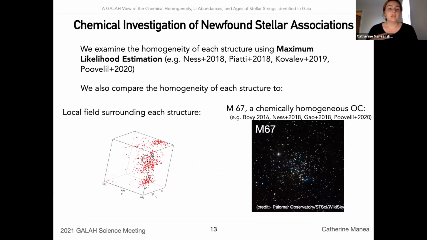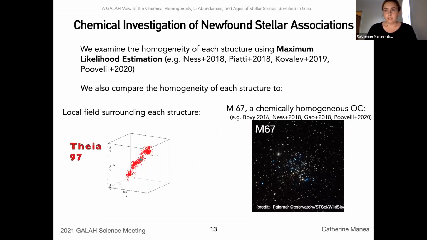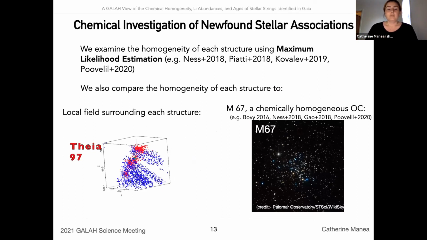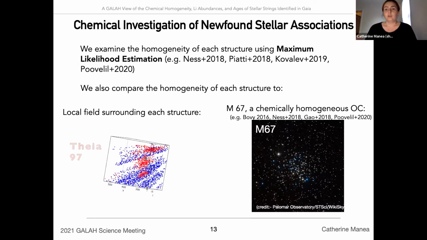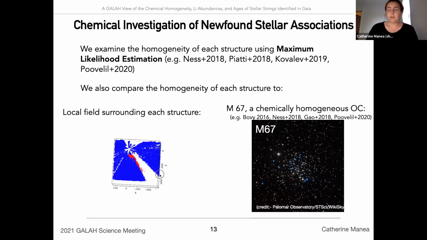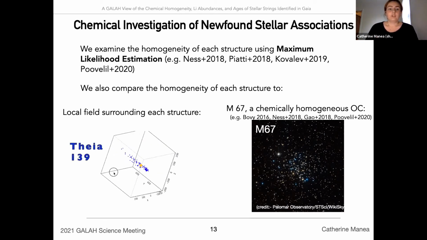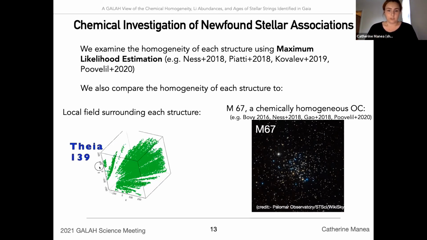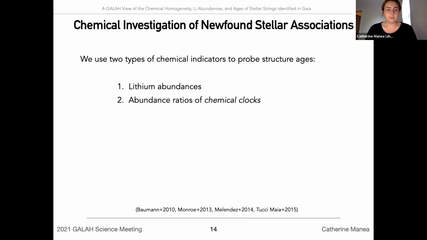So again, we use the method I described earlier of maximum likelihood estimation, which we model after these works. And we compare these intrinsic dispersions in each string or structure with the two extremes of homogeneity that we can imagine. The local field, which we define as a 500 parsec cubed cube centered on each structure, and also M67, which has been shown to be a chemically homogeneous open cluster.